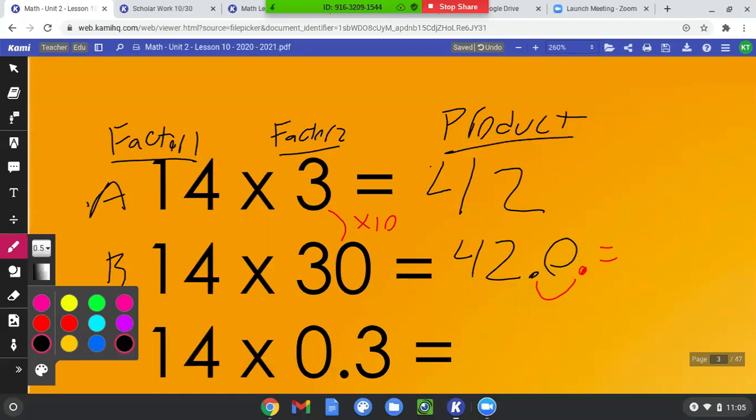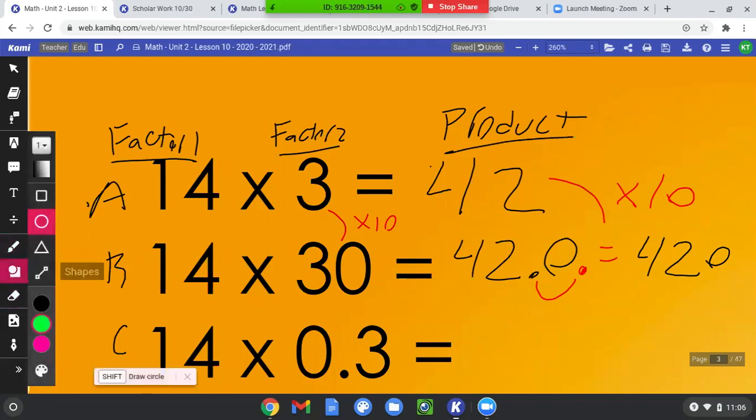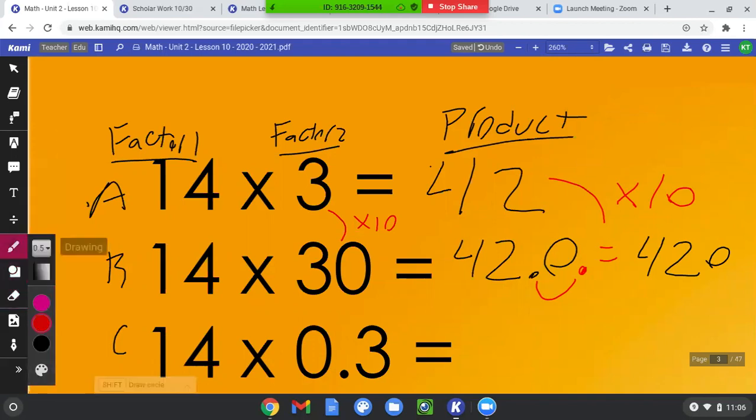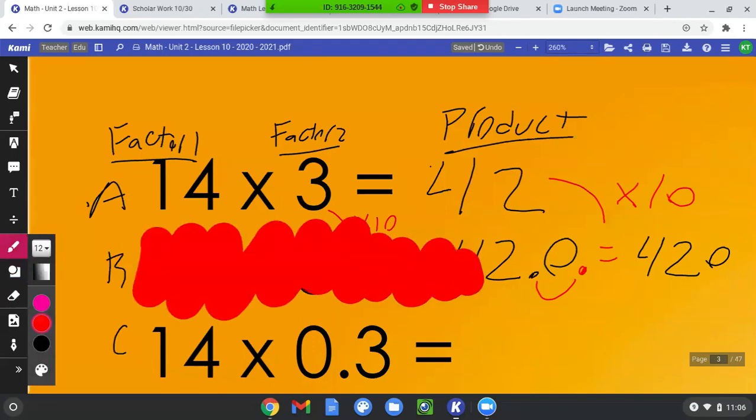So here we go. 42 then becomes 420. It also increased 1 place value. Okay, well then let's forget about B. Let's focus on A to C.